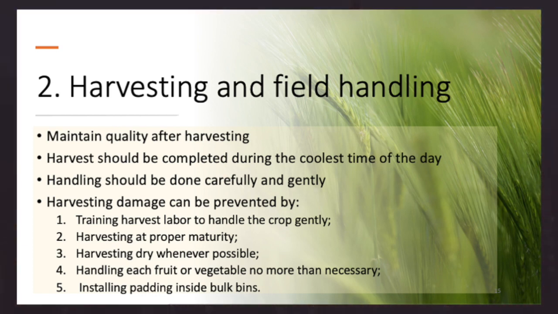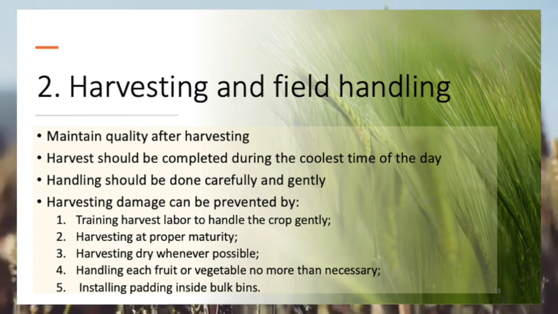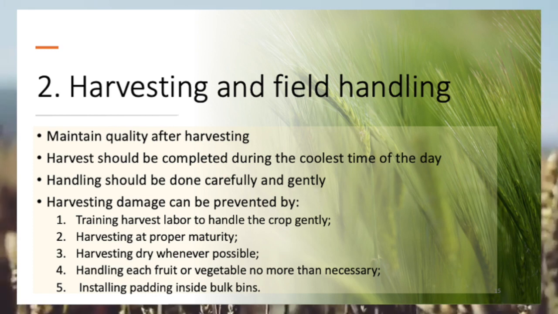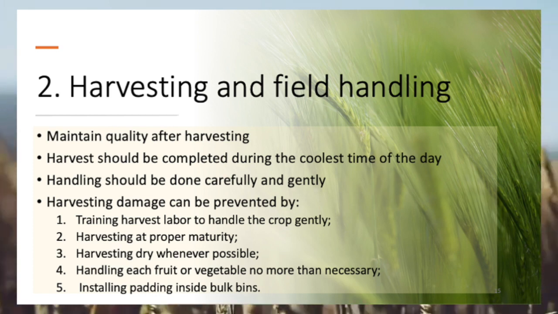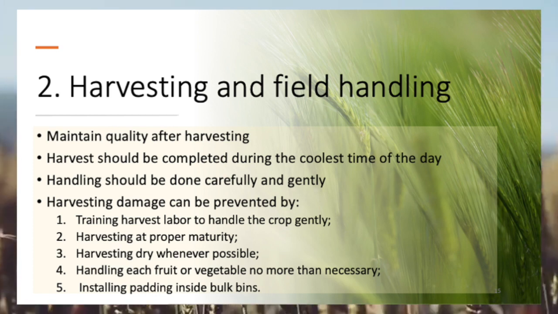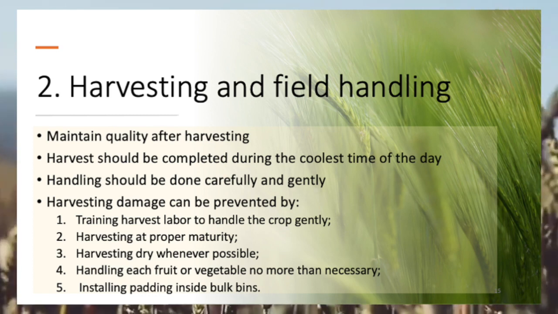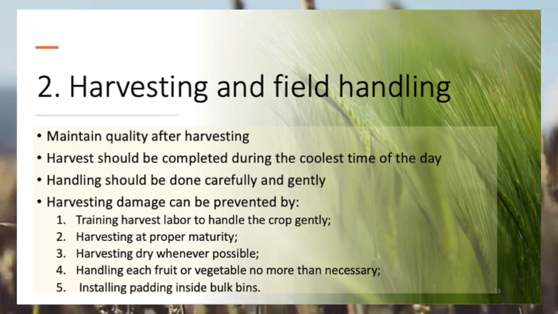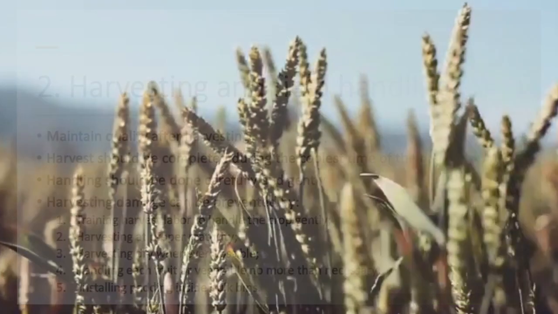However, harvesting damage can be prevented by, firstly, training the harvest labor to handle the crop gently. Second, harvesting at proper maturity. Third, harvesting dry whenever possible, and handling each fruit or vegetable no more than necessary, as well as installing padding.